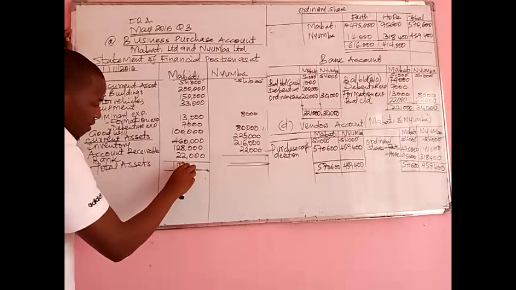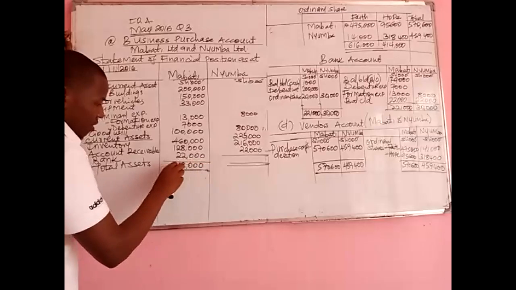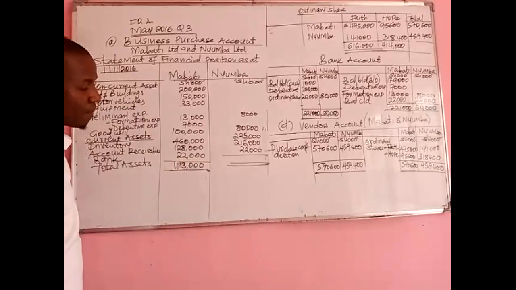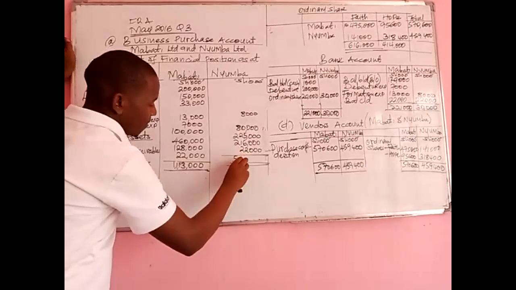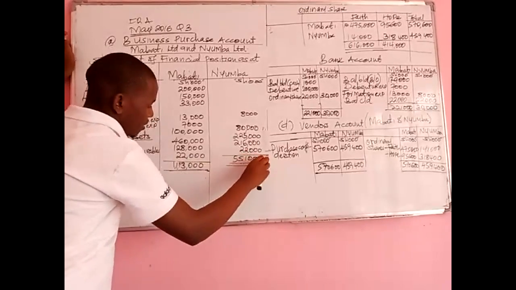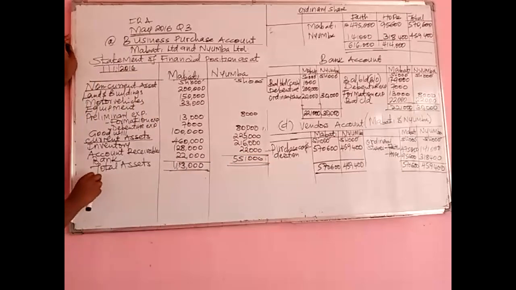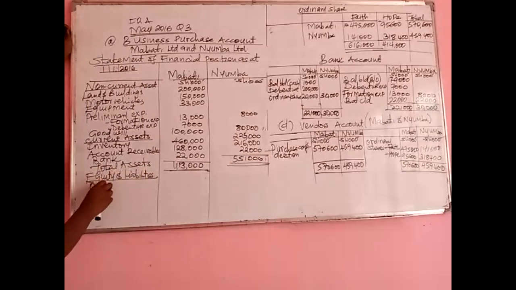1,113,000. Yes. And the other one? 551. Okay. 551. Let's go to equity and liabilities. Equity and liabilities. Right? So for equity and liabilities, I just have the ordinary shares.